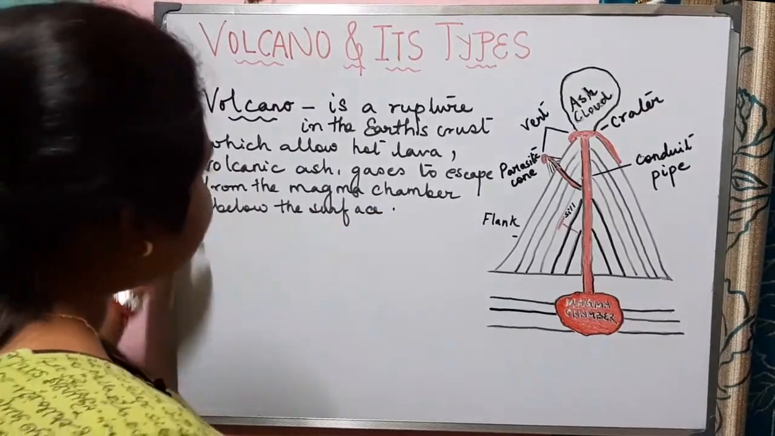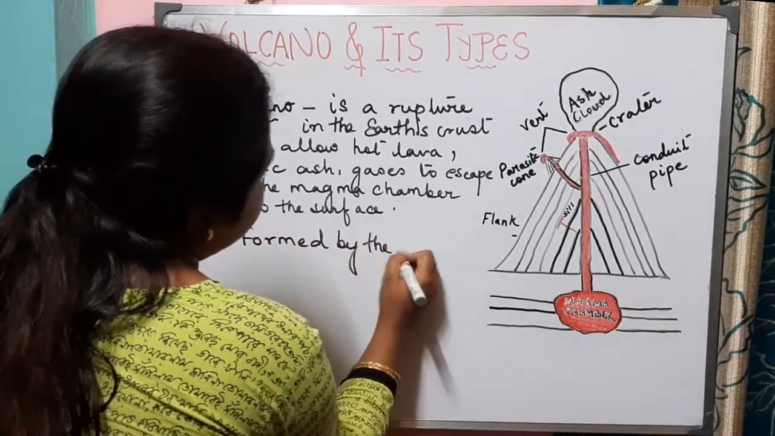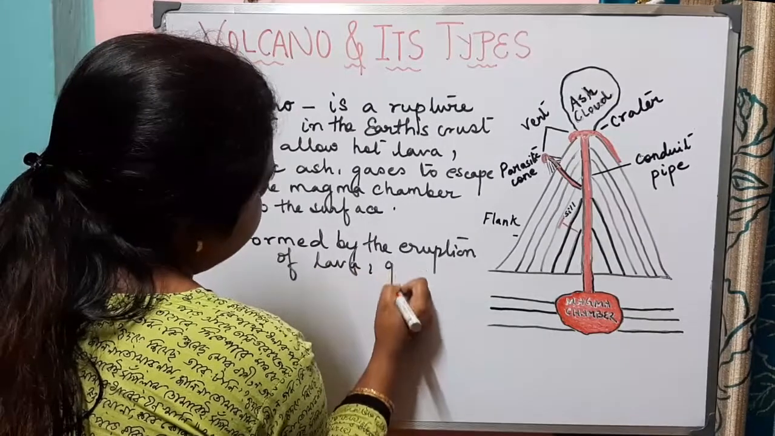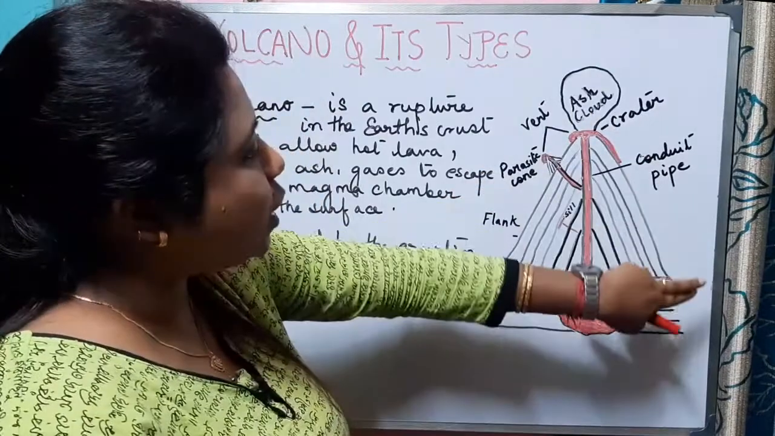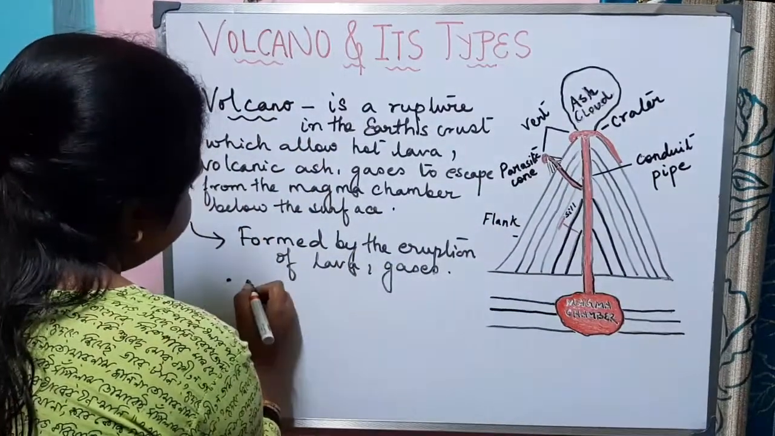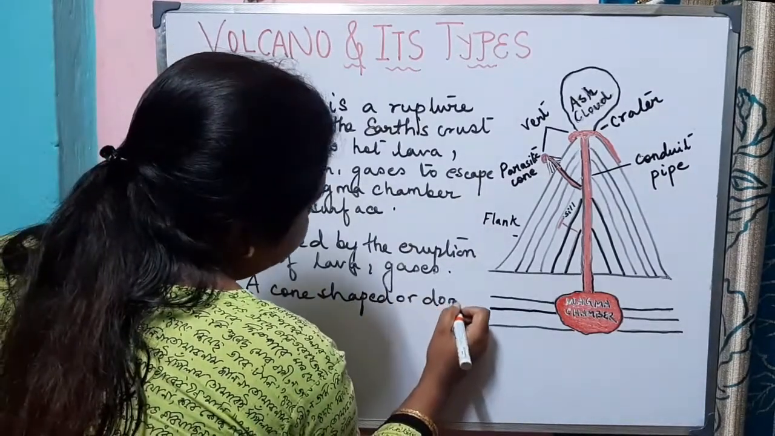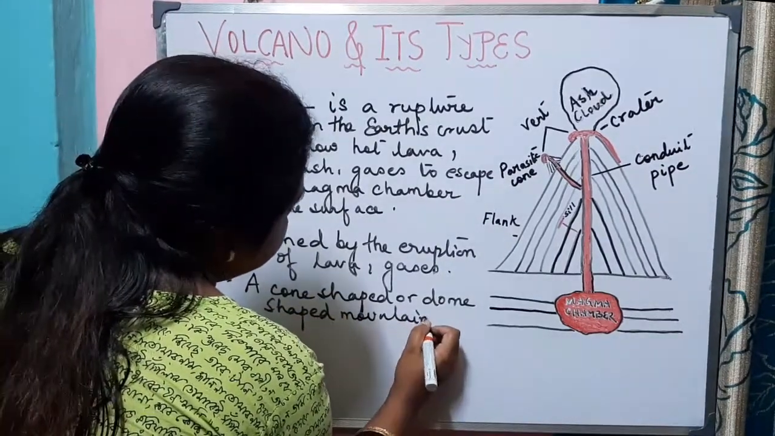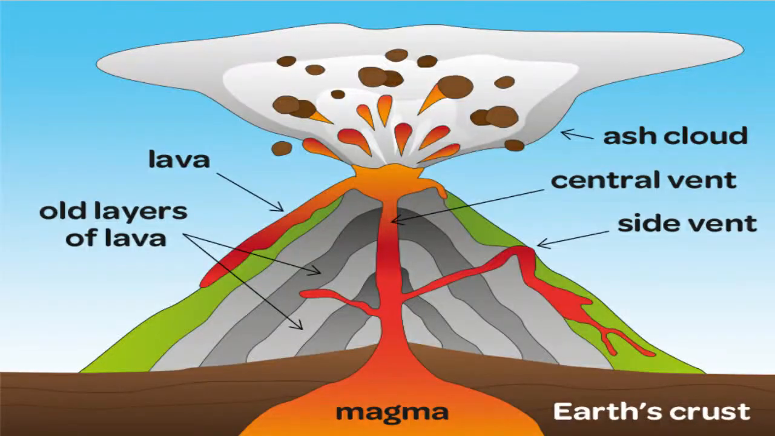So we can say that a volcano is formed by the eruption of lava and gases. Here you can see the diagram of a volcano. How is it looking? It is looking like a cone-shaped or a dome-shaped mountain or hill. So we can say that a volcano is a cone-shaped or dome-shaped mountain or hill.